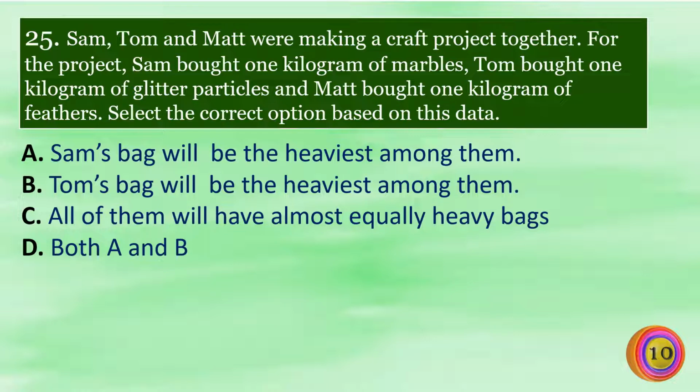Sam, Tom and Matt were making a craft project together. For the project, Sam bought 1 kilogram of marbles, Tom bought 1 kilogram of glitter particles and Matt bought 1 kilogram of feathers. Select the correct option based on this data.